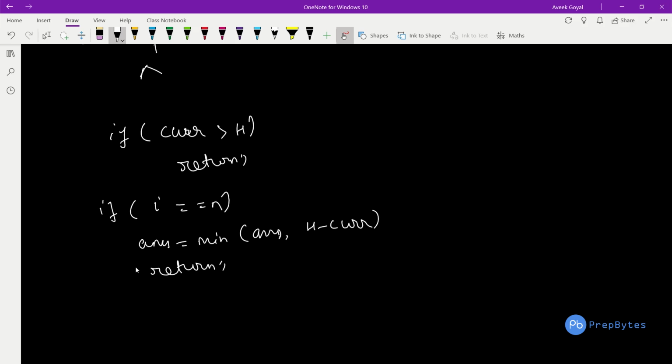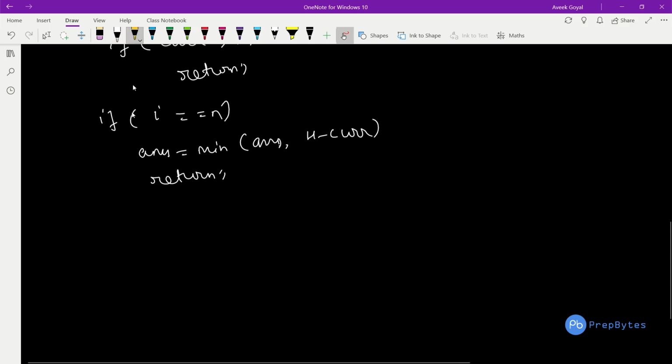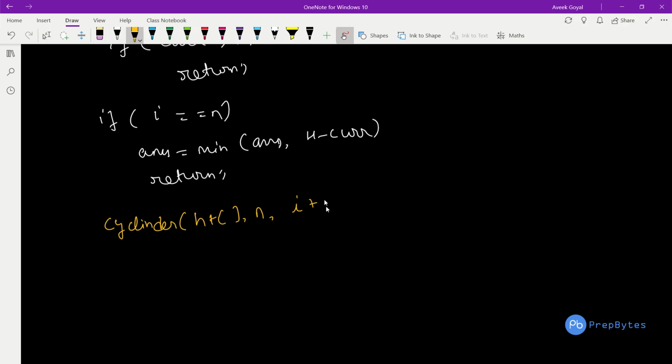Fine. If this is not the scenario, now there are two choices, so two times the recursion function will be called. Let's say the recursion function is cylinder. Okay, we pass our height array, the maximum height that is allowed. We always increment I plus 1, that is nothing but from the current index we move to the next index.